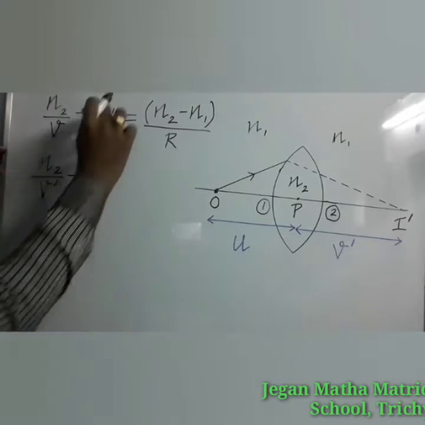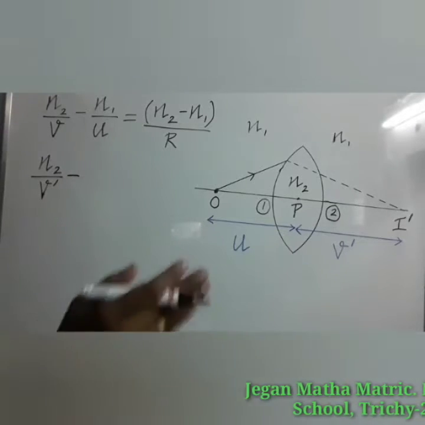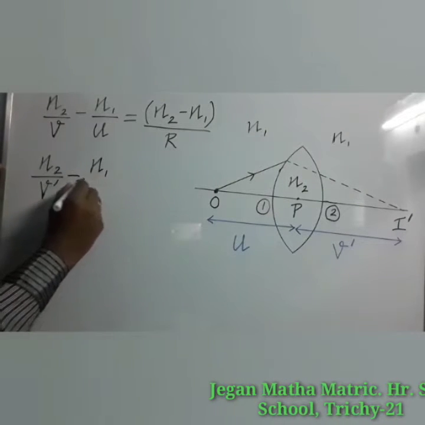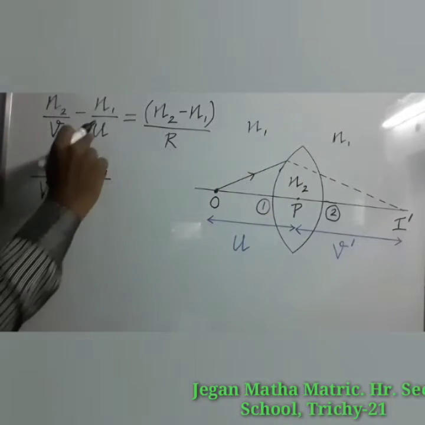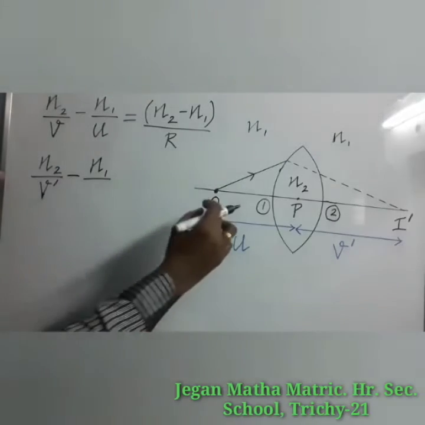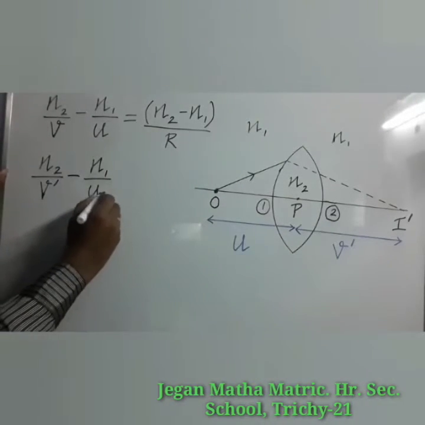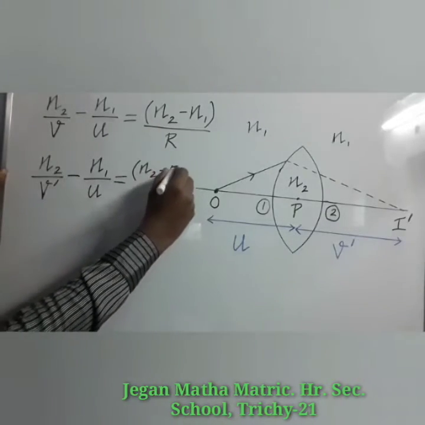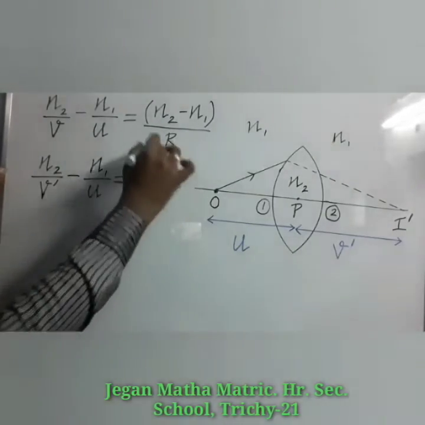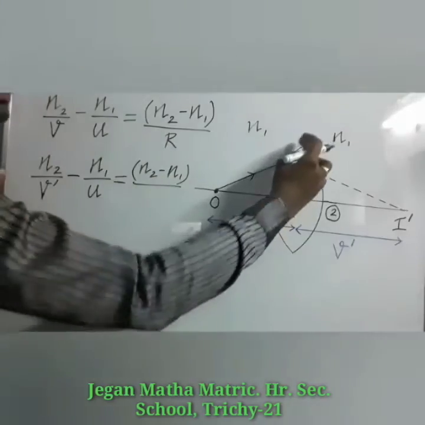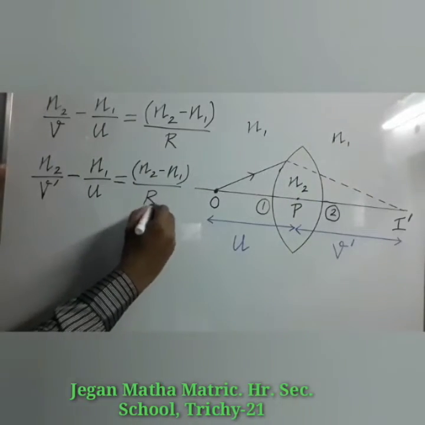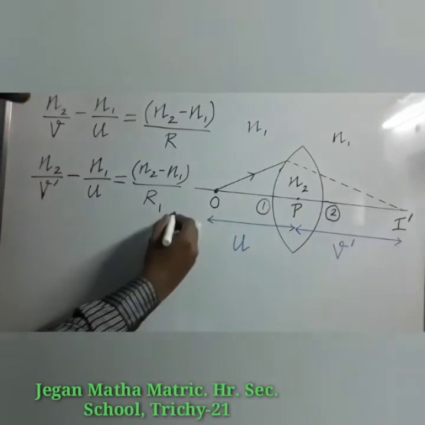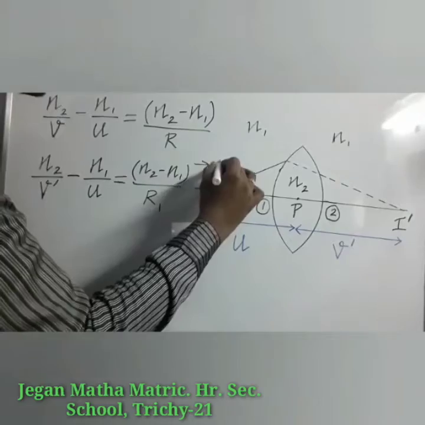Minus N1, which is the first medium. What is the first medium? In this case, the first medium has the refractive index N1. U is the object distance, the distance between the object and the pole. So U as it is. So equals N2 minus N1 by R. There are two radii of curvature. For the first spherical surface, the radius of curvature is R1. Let us take this equation as the first equation.